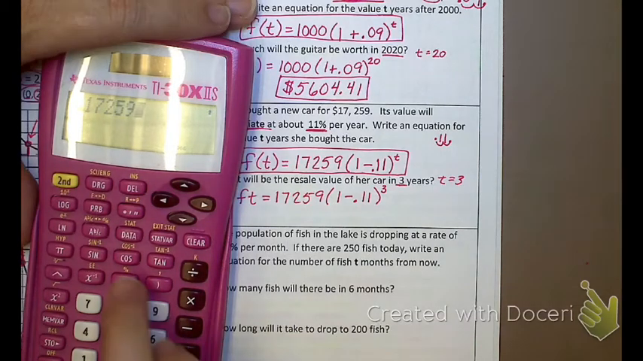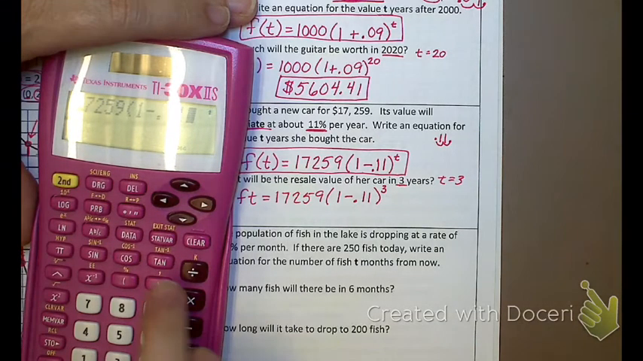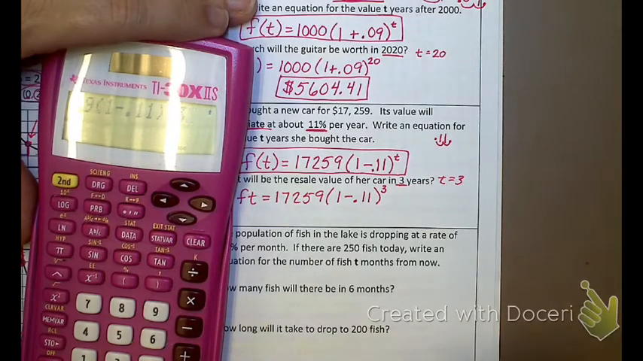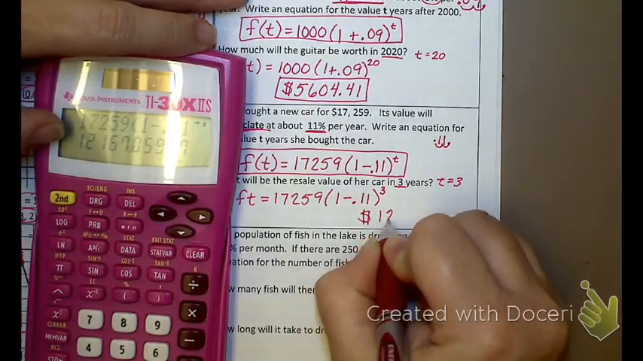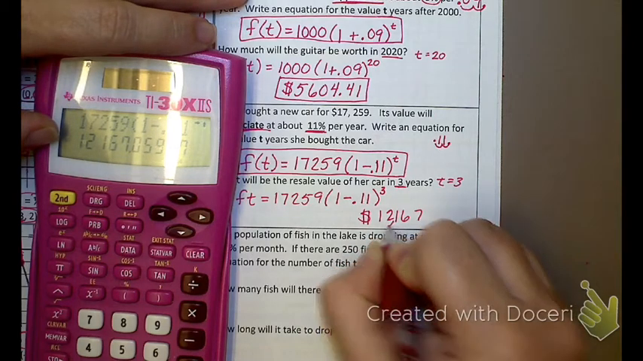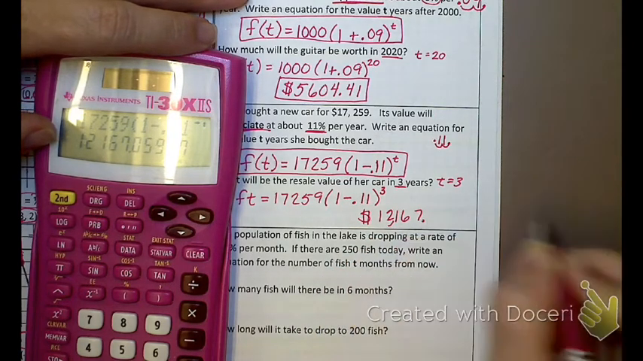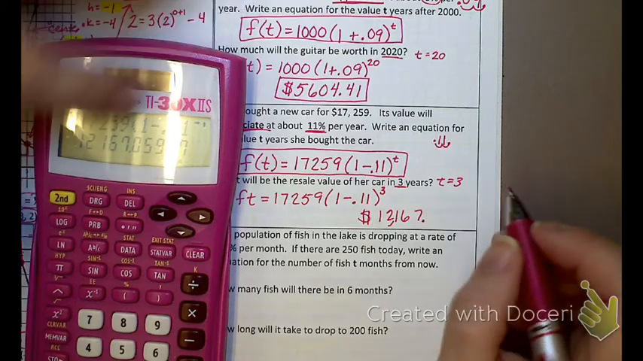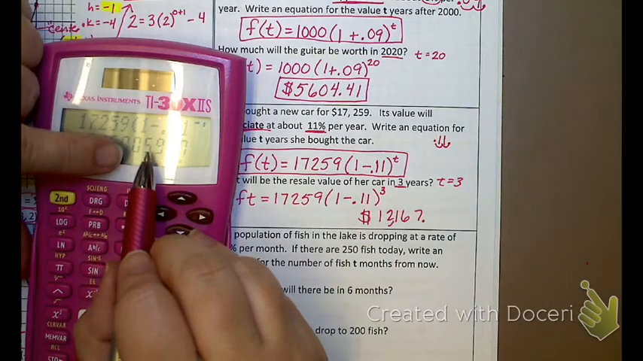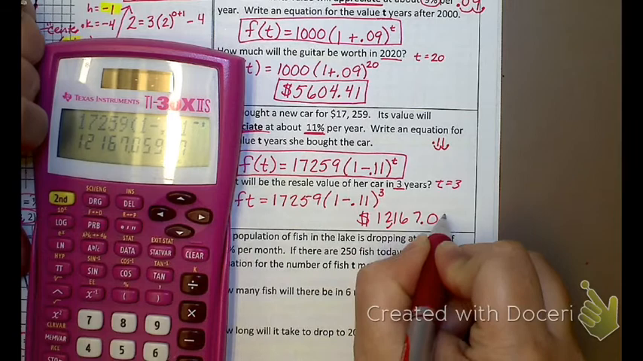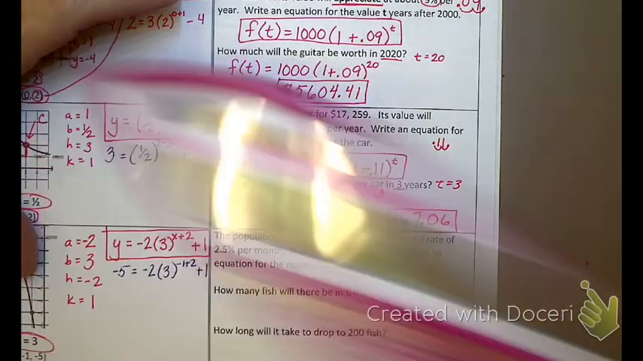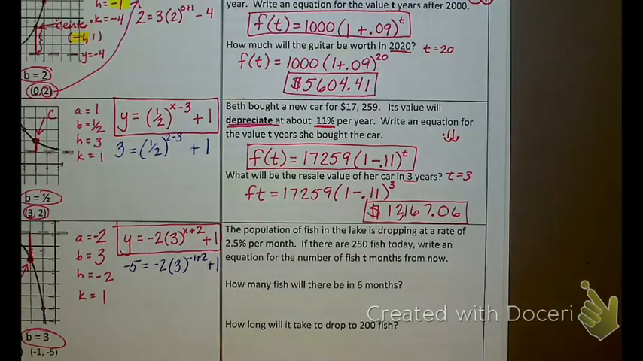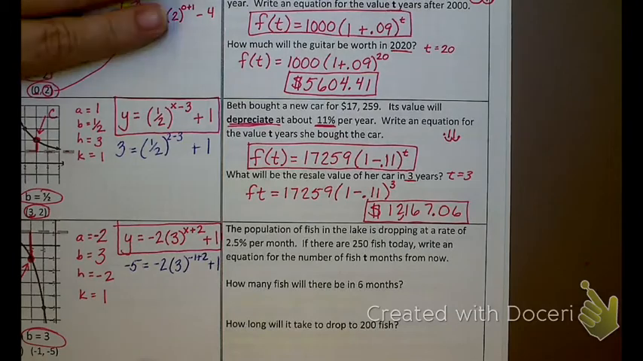17,259 times 1 minus 0.11 to the third. We've got 12,167.059. That's going to be 0.6 when we round it off. So her $17,000 car is now worth just over $12,000. That's kind of depressing. Okay.